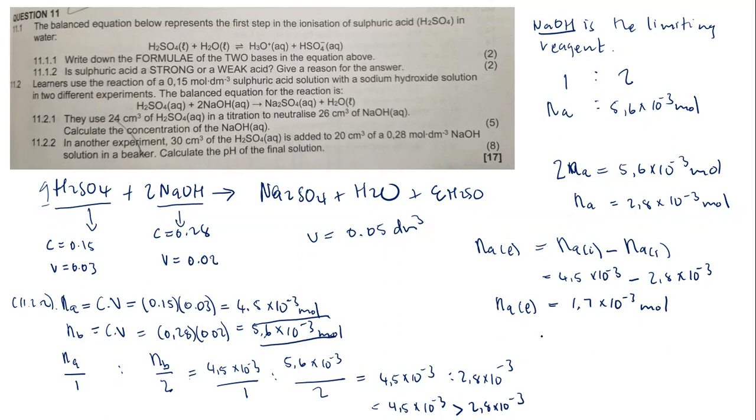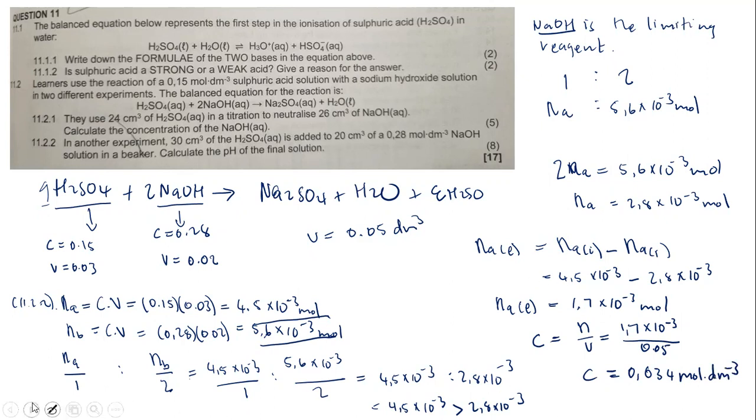Okay, so that means the concentration of our acid is going to be number of moles divided by volume. So now the number of moles is 1,7 times 10 to the power negative 3 divided by the volume, in this case 0,05. And therefore, what will be our concentration? I'm going to say this divided by 0,05, and then we get that our concentration is 0,034 mole per cubic decimeter, right? So now this is our concentration.